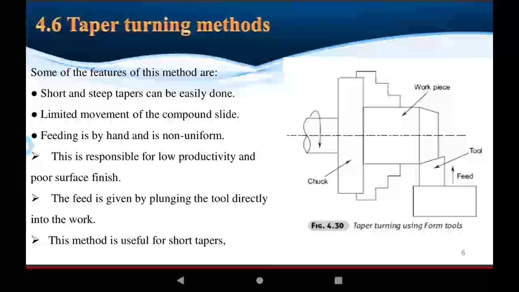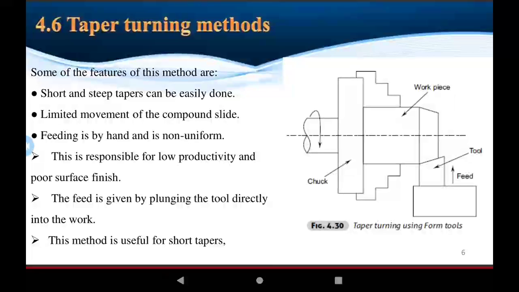The taper turning method is a manufacturing method used in industry to complete taper turning jobs according to customer demand and market need. It is also used for special purpose components, and steps and tapers can be easily done.